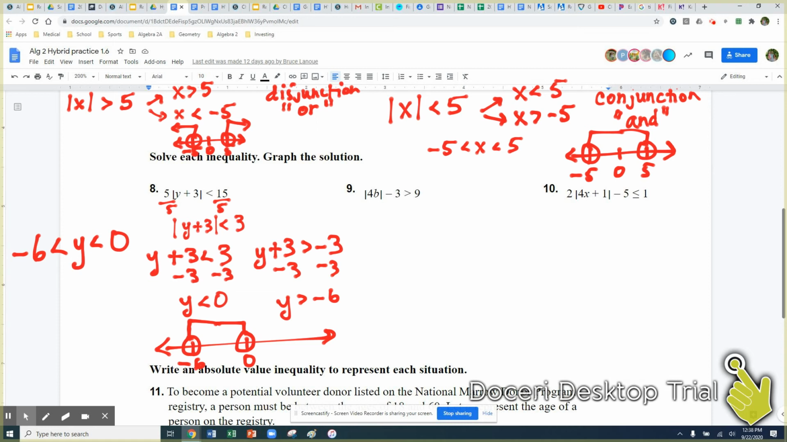We want to make a little note, number 9. Once you add that 3 over, this one will be a disjunction, so you should see your arrows going apart. This one, I'll do a little bit of algebra, add the 5 over, divide by 2. And since it's less than, this one will be a conjunction, or an and. So number 9 will be an or. You'll see them going apart. Number 10 will be an and. You should see them graph together.